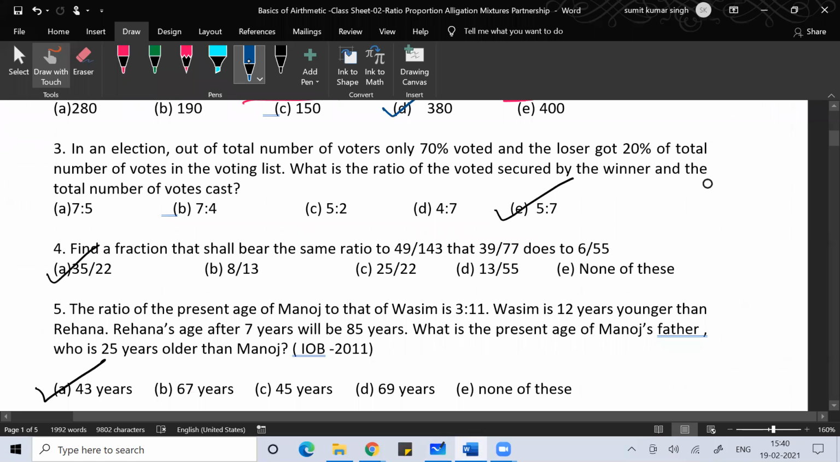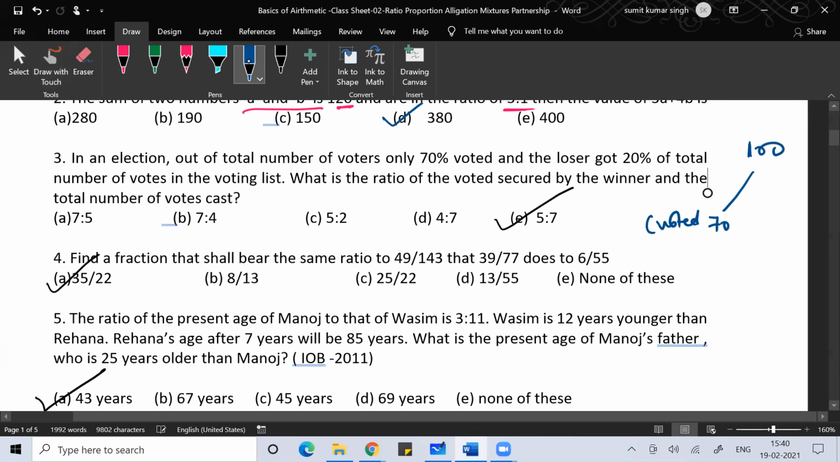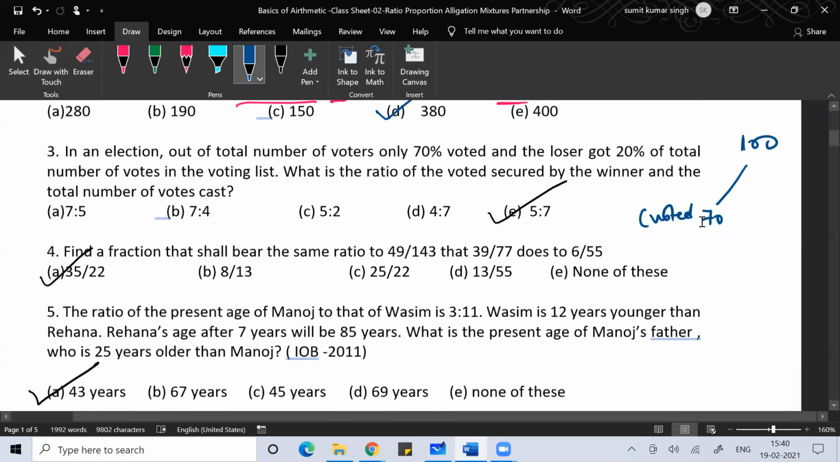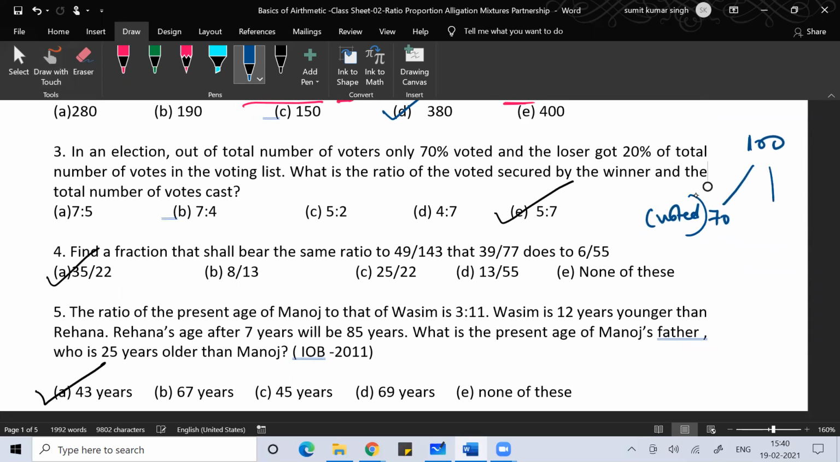You can take x also. Whatever figure comes to your mind, you can take it. So in the election, out of the total number of votes, 70% of them voted. So out of 100, 70 of them have voted, and 30 did not vote.